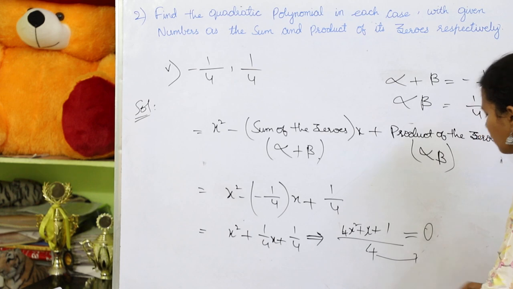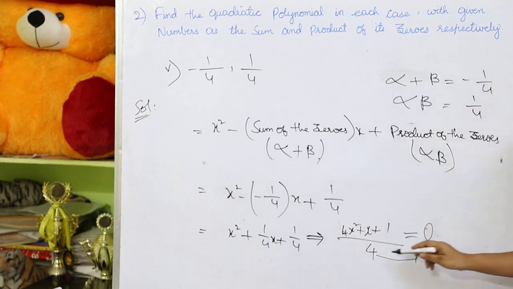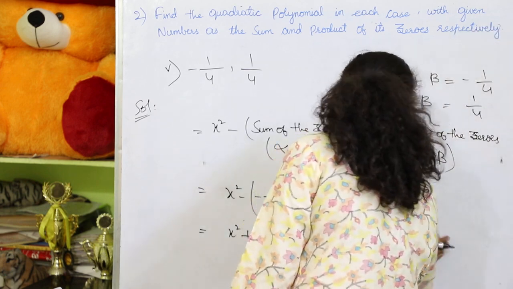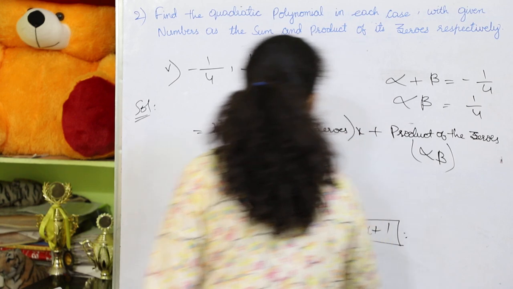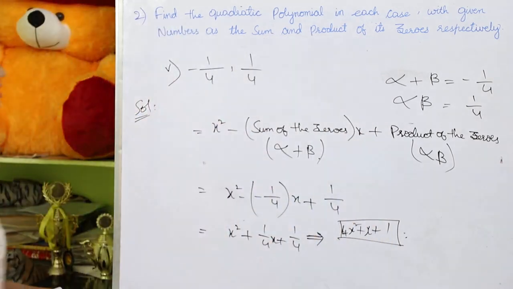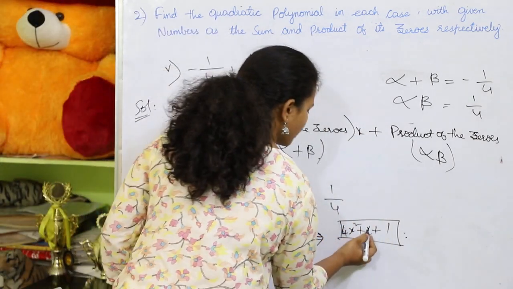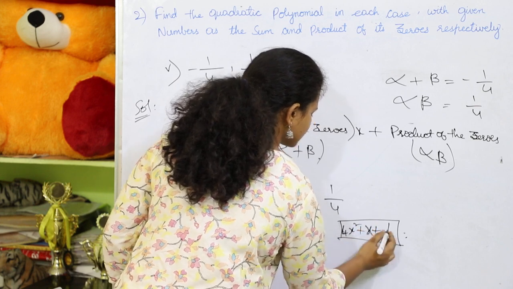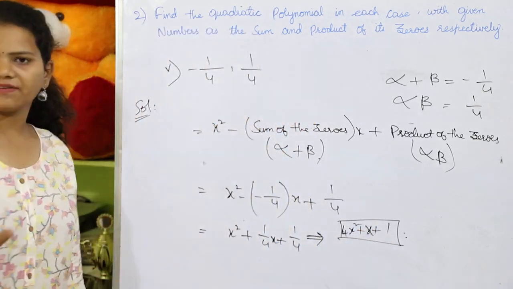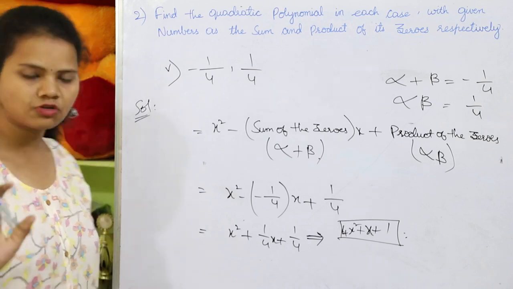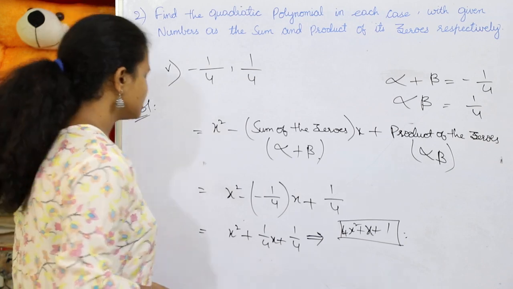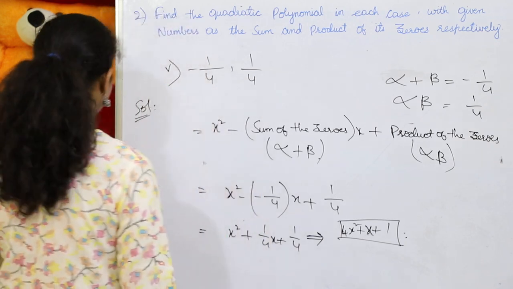So if I transpose this 4 to the other side, here 4 is getting divided. If I transpose, this becomes multiplied. So therefore the given equation would be what? 4x square plus x plus 1 will be the answer, guys. Alright. Are you getting it? 4x square plus x plus 1 will be the given quadratic equation that we should form or that we should show. Clear?